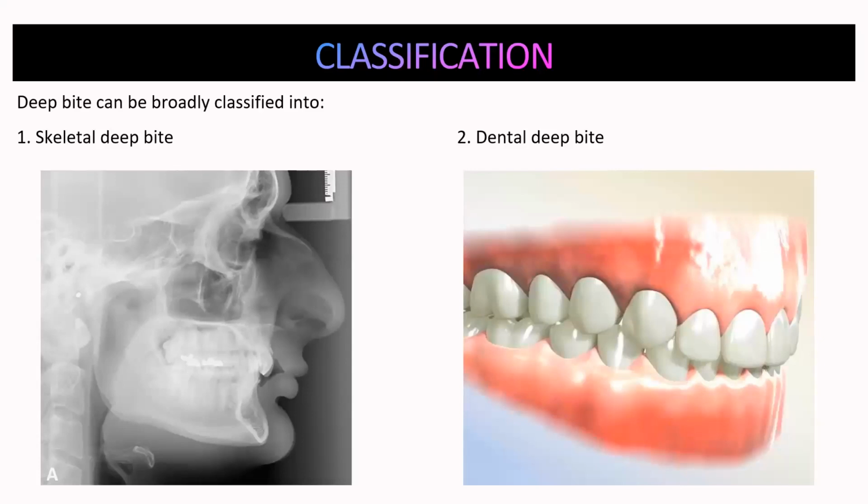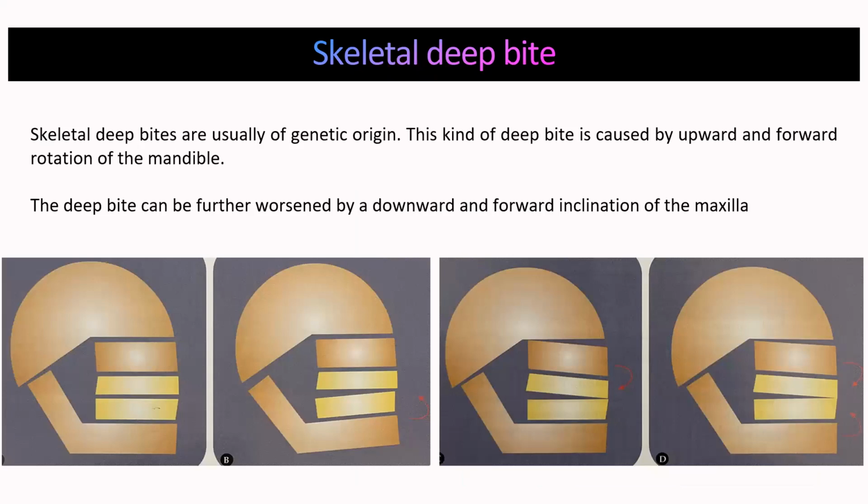Now, the classification. Deep bite can be broadly classified into two: skeletal deep bite and dental deep bite. Skeletal deep bite is usually of genetic origin. This kind of deep bite is caused by upward or forward rotation of the mandible. This is a general basic classification. The first one is skeletal deep bite. Skeletal deep bite is complex because there is no dental involvement. It's all because of the skeletal jaw relationship, the jaw position, and the growth pattern. It's all related.